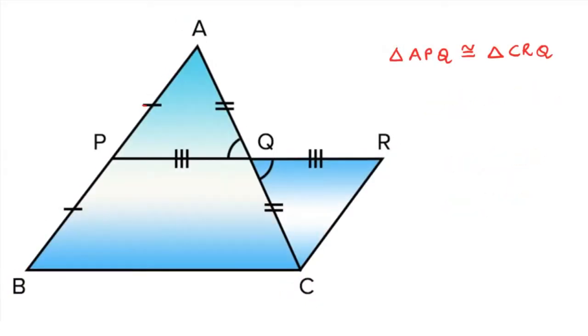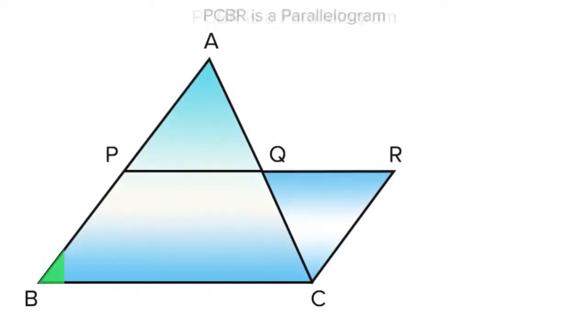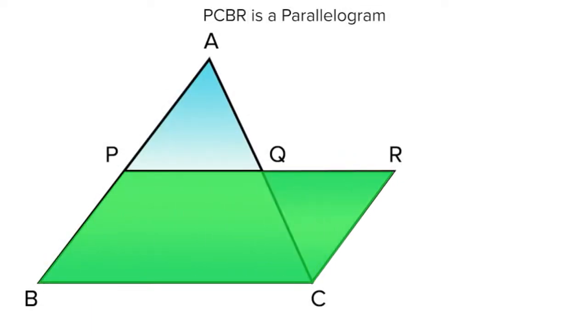Similarly, corresponding sides CR and AP are also equal, but P is the midpoint of AB. So AP equals PB equals CR. So it follows that quadrilateral PBCR is a parallelogram. And what do we know about parallelograms? Tell me. That the opposite sides are parallel and equal.